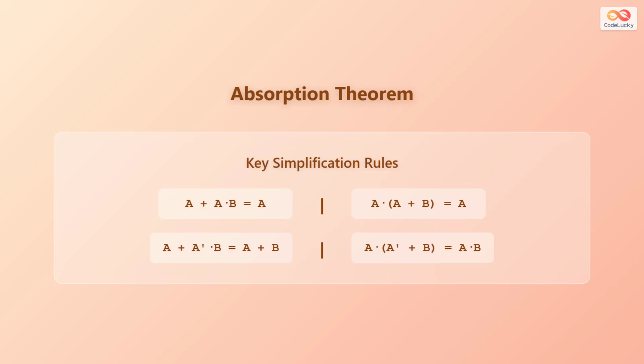Here, we will explore the absorption theorem, which provides key simplification rules for Boolean expressions. The absorption theorem includes the rules a plus a multiplied by b equals a, and a multiplied by the quantity a plus b equals a. Additionally, a plus a prime multiplied by b equals a plus b, and a multiplied by the quantity a prime plus b equals a multiplied by b. These rules can significantly reduce the complexity of Boolean expressions.